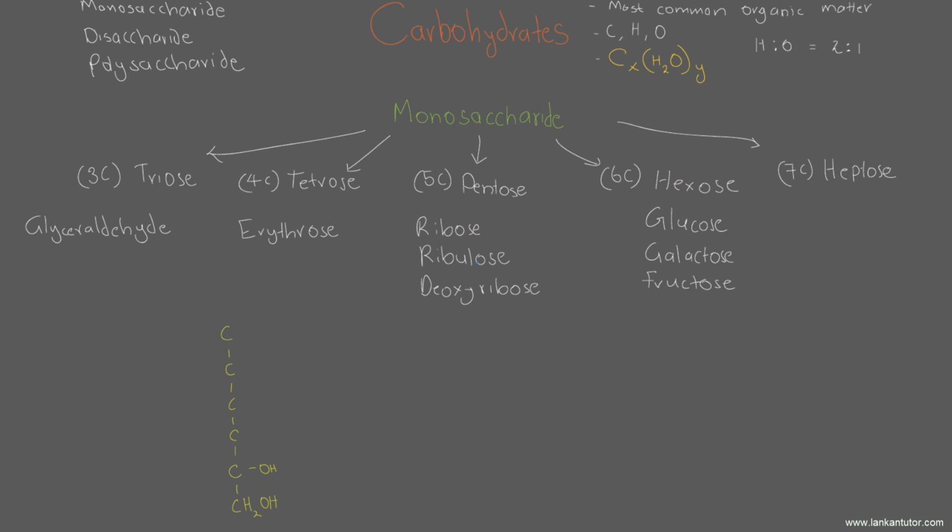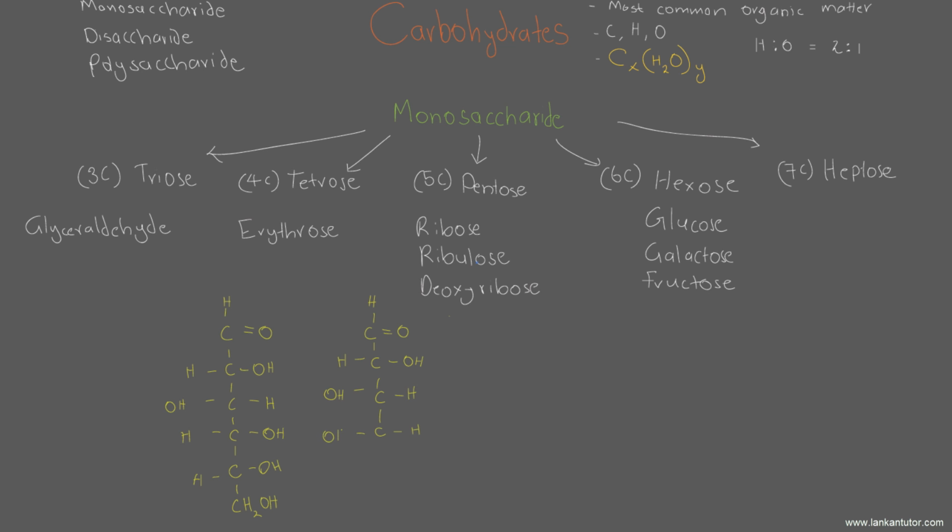for glucose is C6H12O6. That means it has 6 carbon atoms, hence it's a hexose. But galactose and fructose also have 6 carbon atoms. They're also C6H12O6. So what is the way you can identify the difference between a glucose, a galactose molecule, and a fructose molecule? This feature is called structural isomerism.